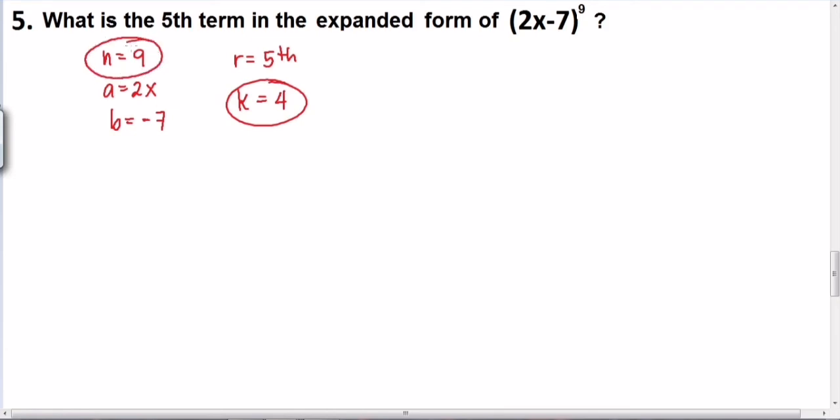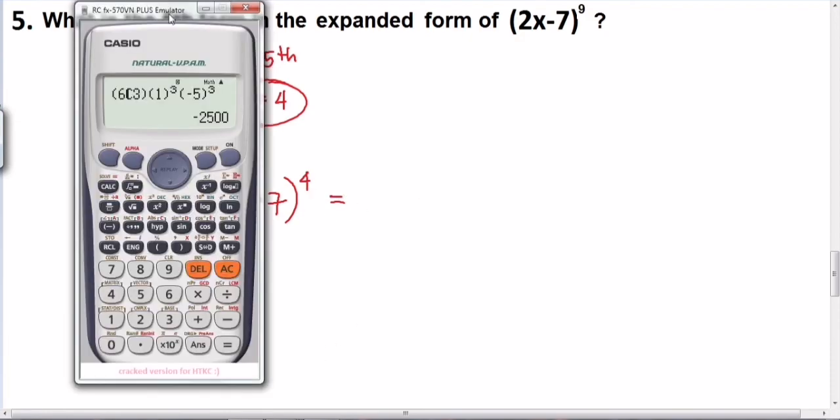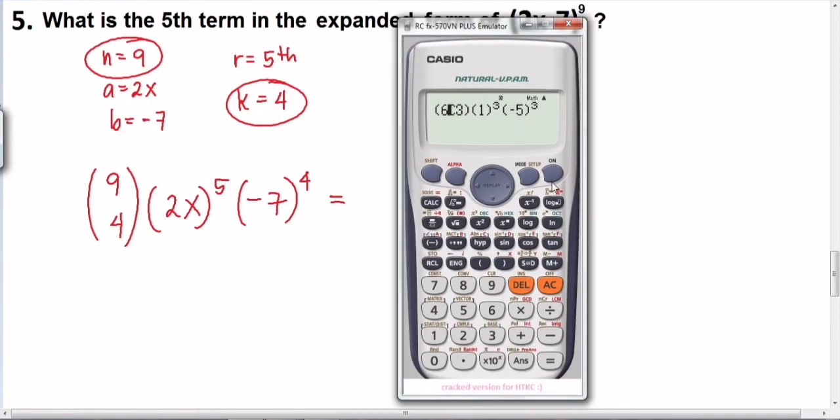So, ito yung dalawang importanteng numbers, si n tsaka si k. So, si n, tapos k, 4. As first term, 2x. Tapos subtract mo to, 9 minus 4, that is 5. And then, yung second term, negative 7. Tapos kung ano yung k, yun nalagay nyo, 4. Tapos, salpak sa calcu. So we will have 9c4.